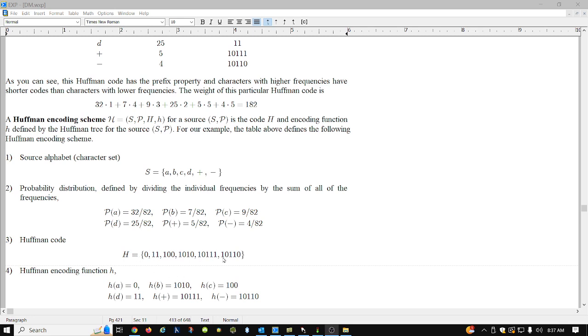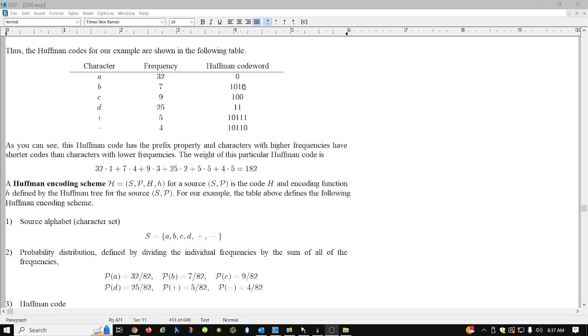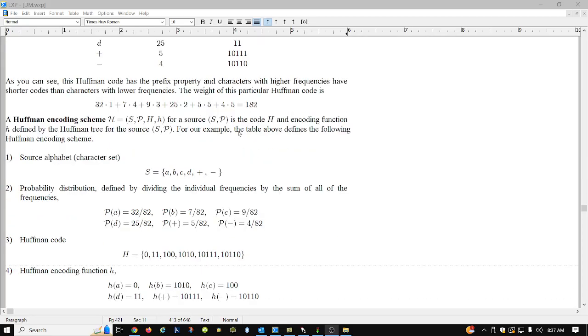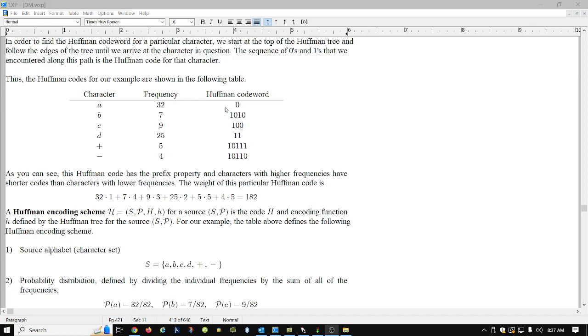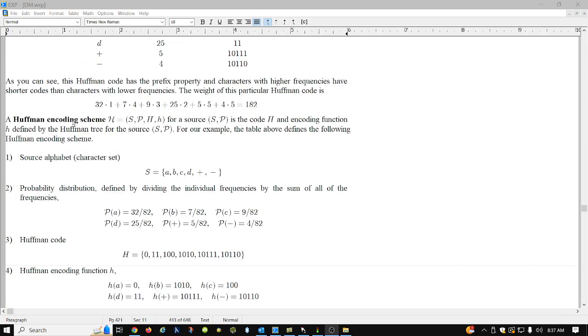The Huffman code itself is just the code words in this final column. And the encoding function you read by going across the rows. So that is the Huffman encoding scheme for this particular example.